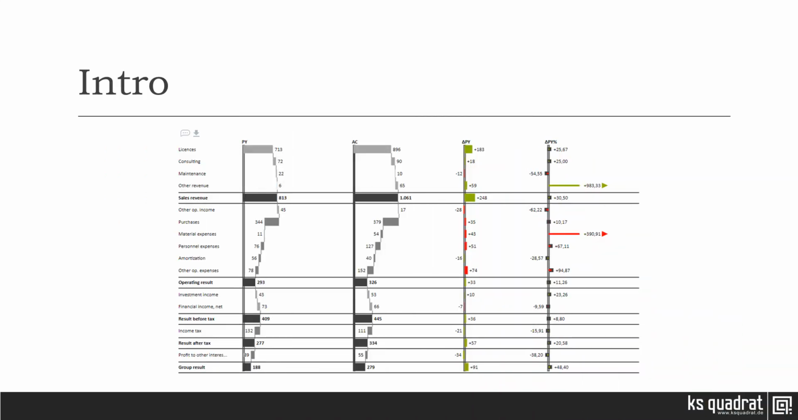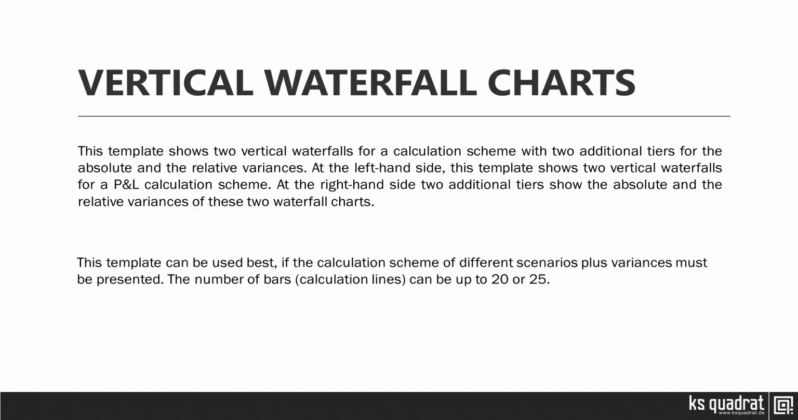This template shows two vertical waterfalls for a calculation scheme with two additional tiers for the absolute and the relative variances. At the left-hand side, this template shows two vertical waterfalls for a PL calculation scheme. At the right-hand side, two additional tiers show the absolute and the relative variances of these two waterfall charts.